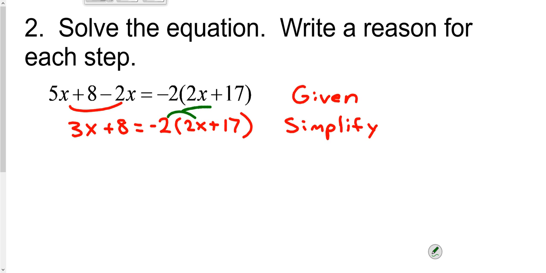And then from there, what might I do next? I'm going to distribute my negative 2. So the 3x plus 8 stays the same for now. And then I multiply negative 2 times 2x. Gives me negative 4x. Negative 2 times positive 17 gives me negative 34, so minus 34. And that's the distributive property.